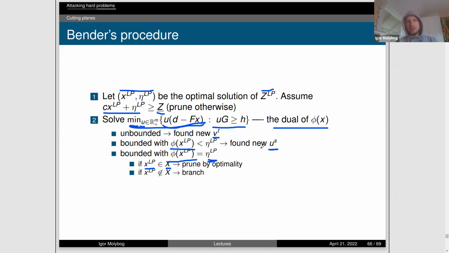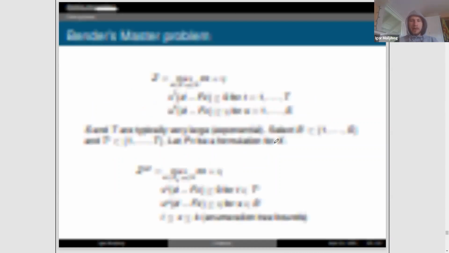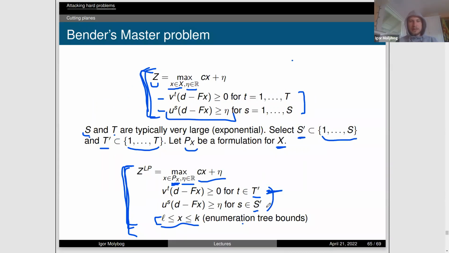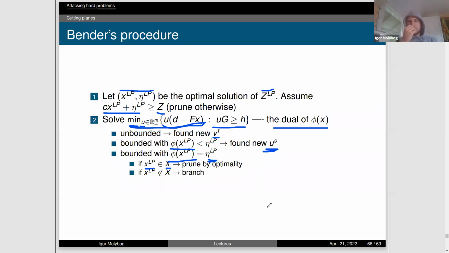I just need to return to the second case and say that if we have found the U extreme point, then we can come back to this formulation, add an extreme point over here, and resolve once again. So we will continue adding new extreme rays and new extreme points until we have found phi of X LP that is equal to eta LP, and then we either prune the branch by optimality, or we will have to continue to branch.